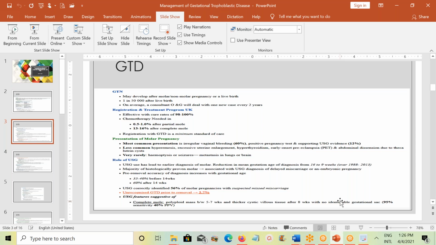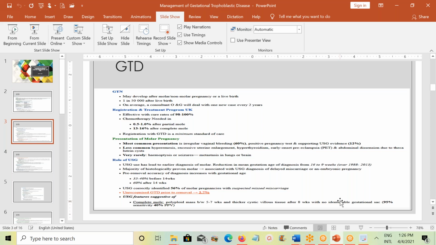Usually they come to the hospital when they have mild bleeding. The most common presentation is irregular bleeding, almost 60% of patients present with abnormal uterine bleeding. Then we do the ultrasound, which is positive in just 12% of the population, showing the snowstorm appearance. Less common symptoms can be hyperemesis, excessive uterine enlargement, and hyperthyroidism. Early onset preeclampsia can be there, and huge theca lutein cysts, and the patient can have abdominal distension or discomfort.